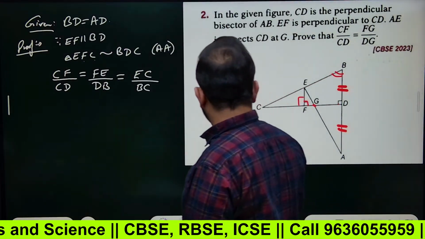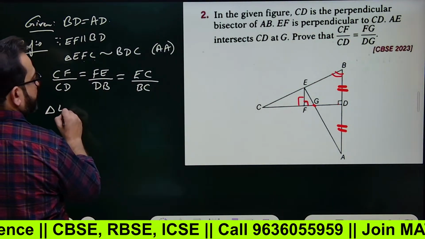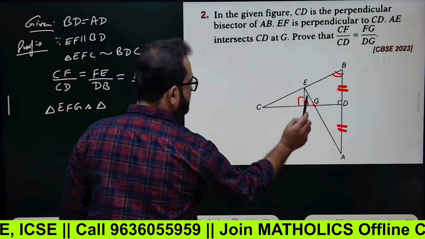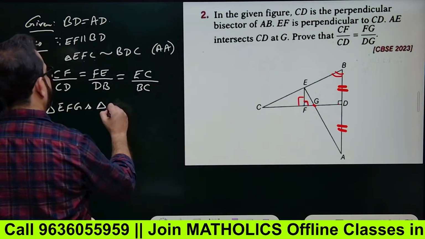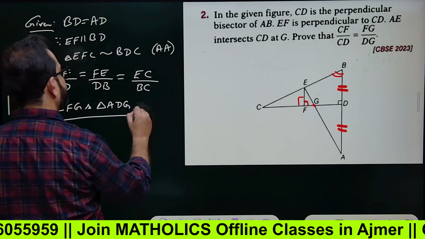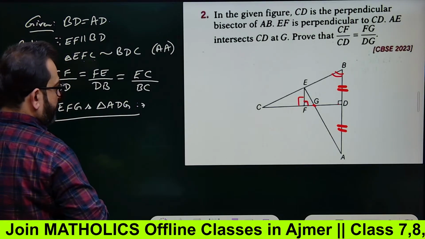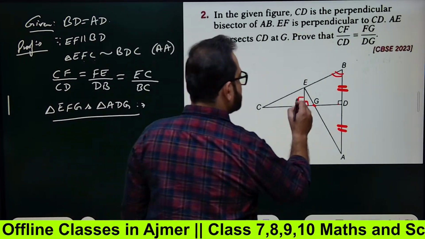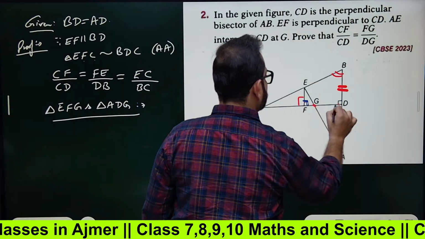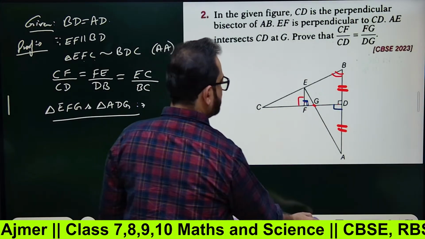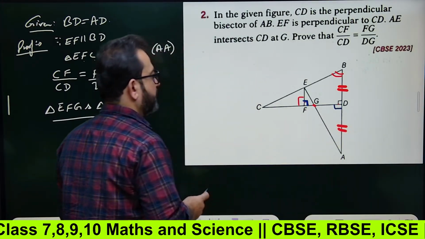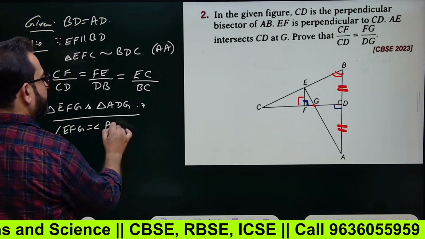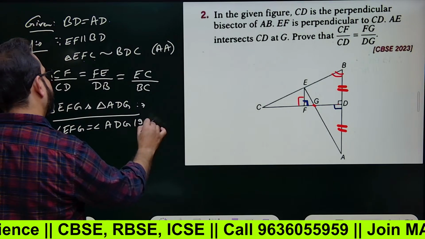Now see these two triangles, triangle EFG and triangle ADG. Are these triangles similar? Yes or no in the comments? This angle is 90, this angle is also 90. Angle EFG equals to angle ADG, 90 degree given.